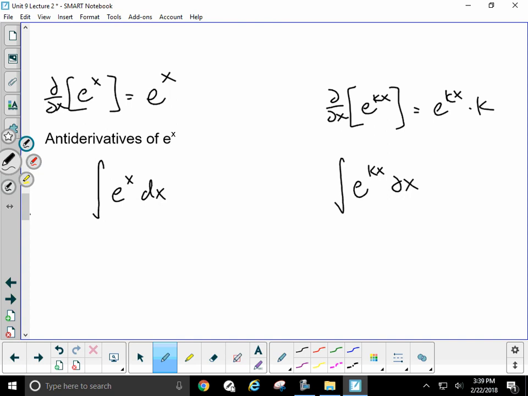Okay, if the derivative of e to the x is e to the x, right? It's its own tangent slope producer. Well, do I use the power rule for e to the x and make it e to the x plus 1 times 1 over x plus 1? No. What's the antiderivative of e to the x? Just e to the x.